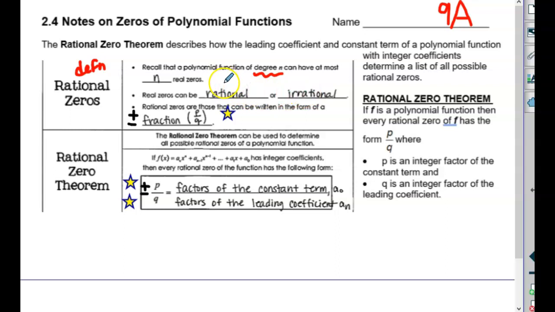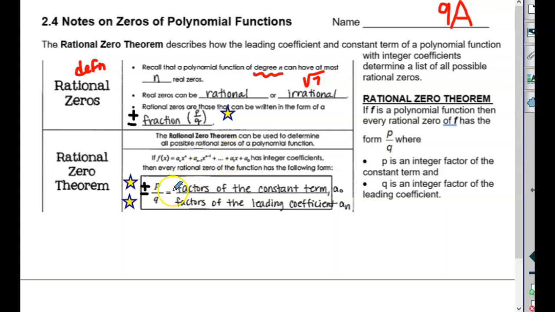Rational is anything that could be written as a fraction, right? So that includes whole numbers. Irrational would be things like square root of 7 and that kind of thing. Rational zeros are those that can be written in the form of plus or minus a fraction. Okay. The rational zero theorem can be used to determine all possible rational zeros. They don't always all work.